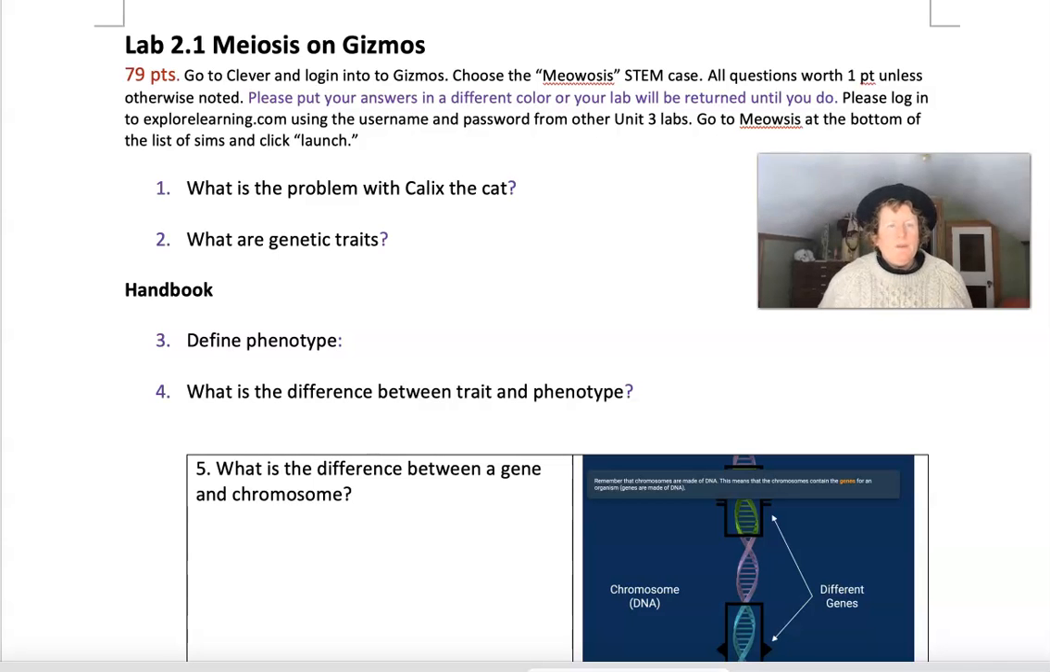Hey everyone, this is Dr. B. We're getting started on the lab Meiosis in Gizmos. It's actually called Meiosis in Gizmos because it's about a cat. We're looking at a problem with Calyx. We're looking at genetic traits and defining trait and phenotype.